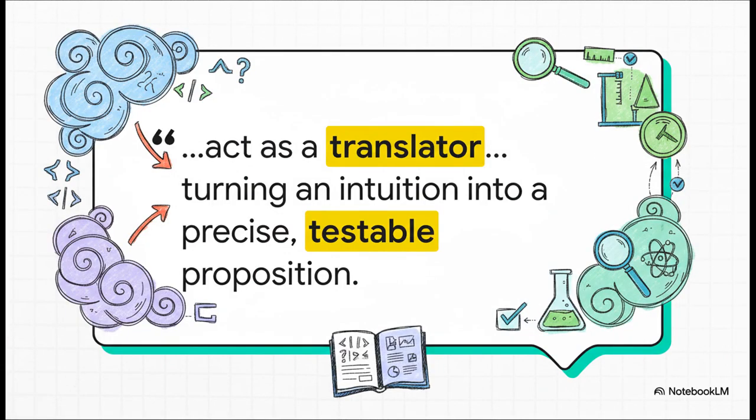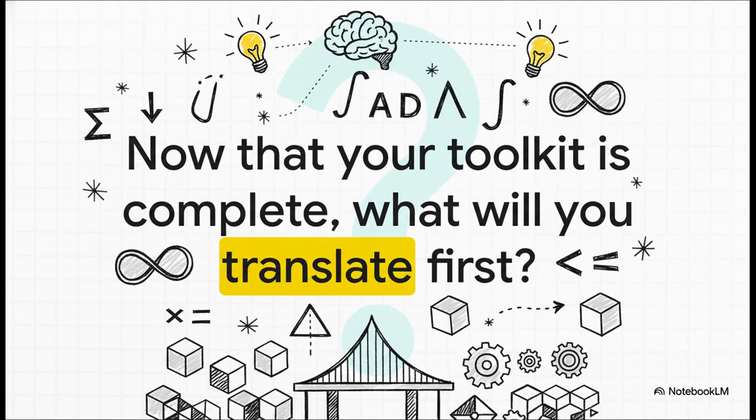As our source material points out so well, this isn't just about abstract symbols. The most important job of a mathematician or a scientist is to be a kind of translator. It's about taking a vague, intuitive idea and turning it into a precise, testable proposition. And these tools, this is the language you use for that translation. This is the language that builds proofs, that writes computer programs, that deepens our understanding of the universe. It empowers you to take an idea and make it provable. So now that you have all the tools, the only question left is, what idea are you going to translate first?